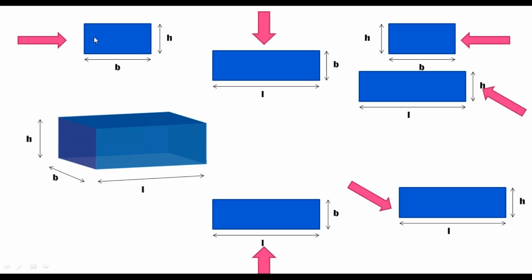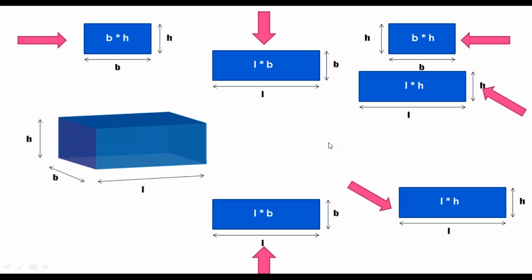Alright? So the area of this particular face is breadth into height. Similarly, the area of this particular face is length into breadth. Then we have the area of this face as breadth into height. We have the area of this particular rectangle as length into height. I hope all of you know how to find the area of a rectangle. Similarly, again we have the area of this rectangle as length into height, and finally we have the area of the rectangle as L into B.